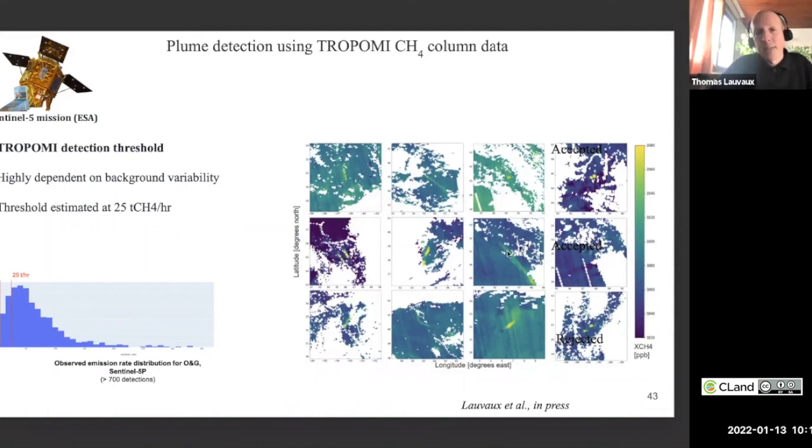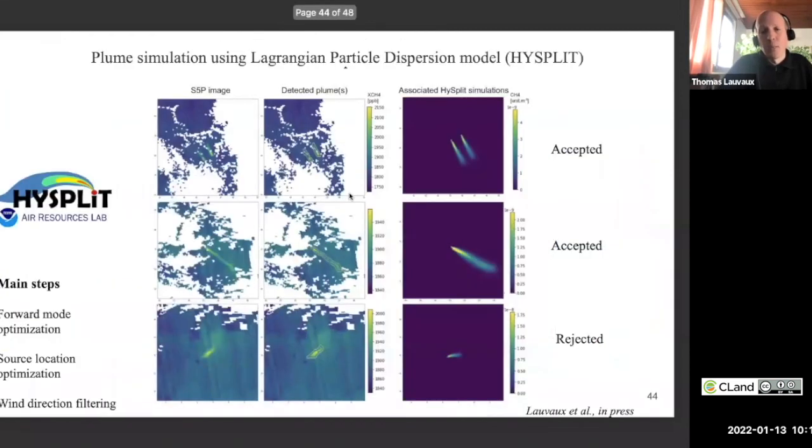These are, in fact, giant leaks over oil and gas infrastructure. When I say giant, I'm talking about 25 tons of methane per hour. So it's an open pipeline pouring methane straight into the air. So the idea was to take all these little plumes, all these little detections, and get an estimate of the emissions associated with that.